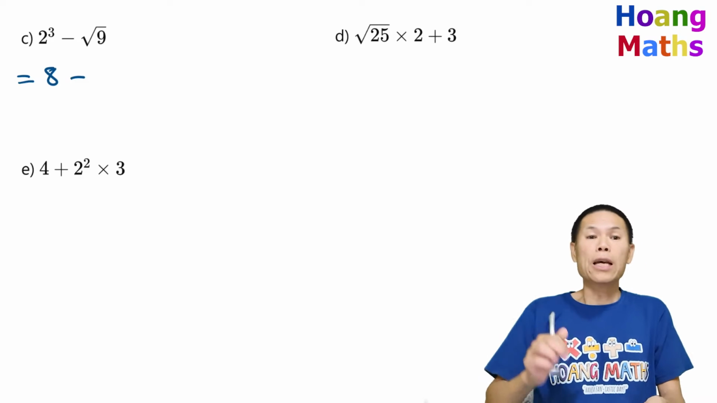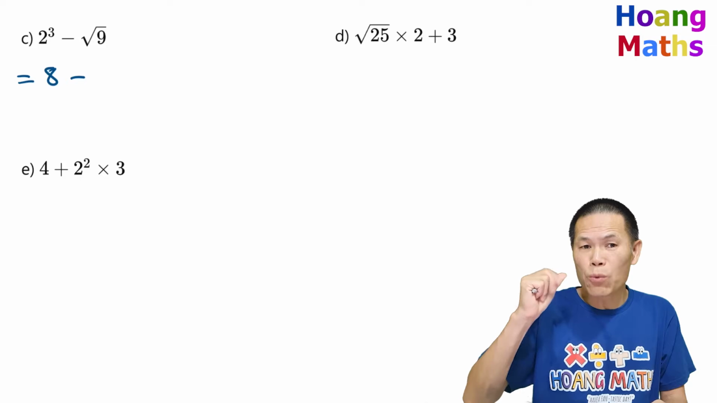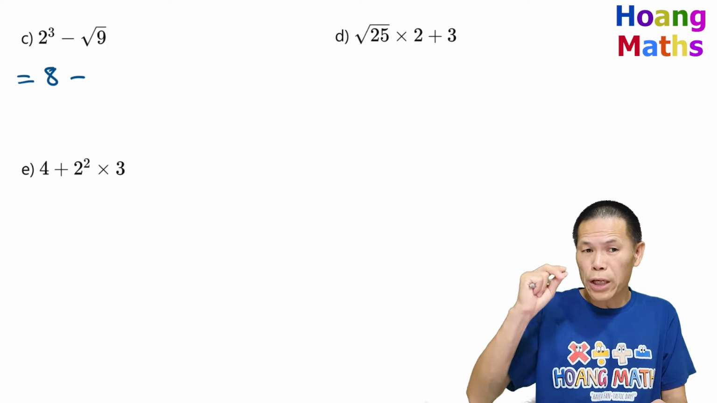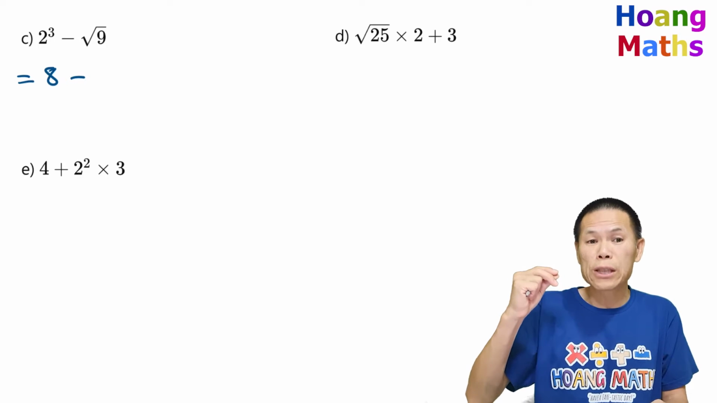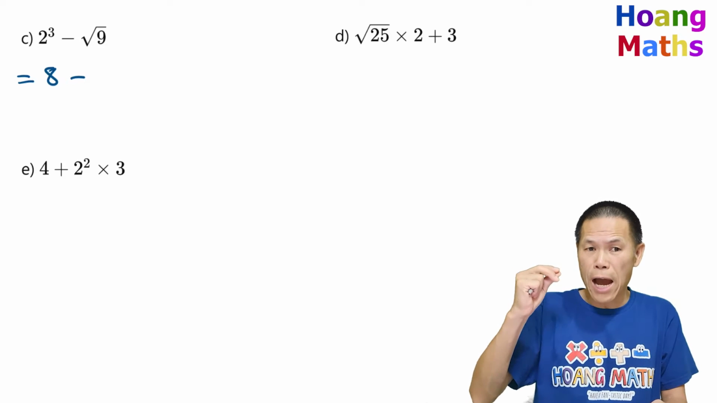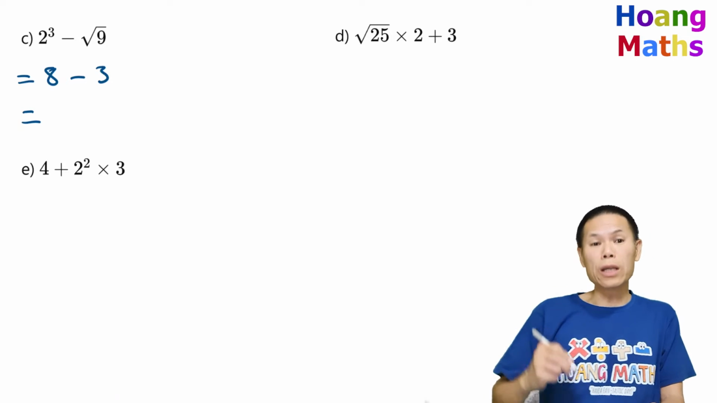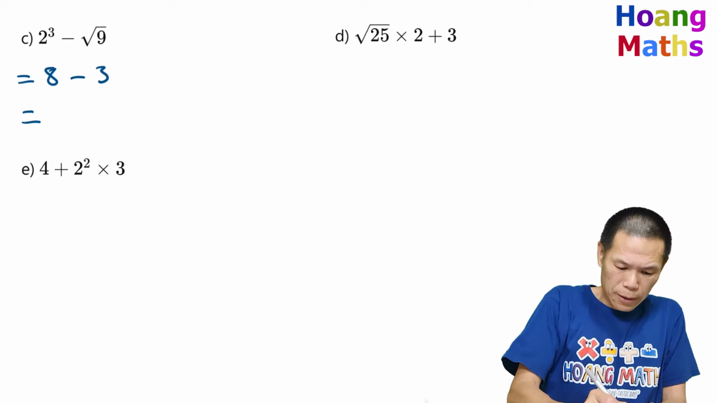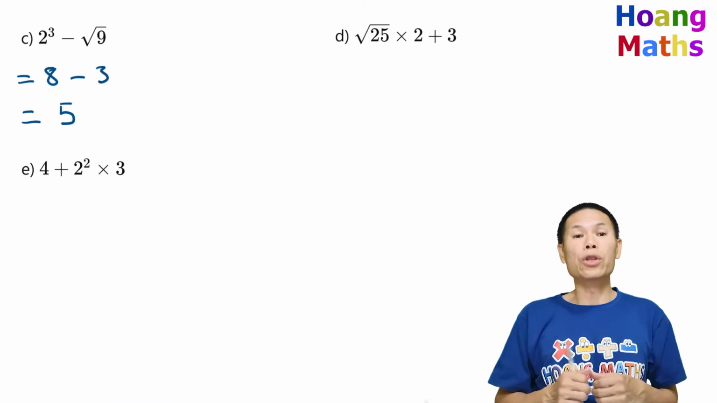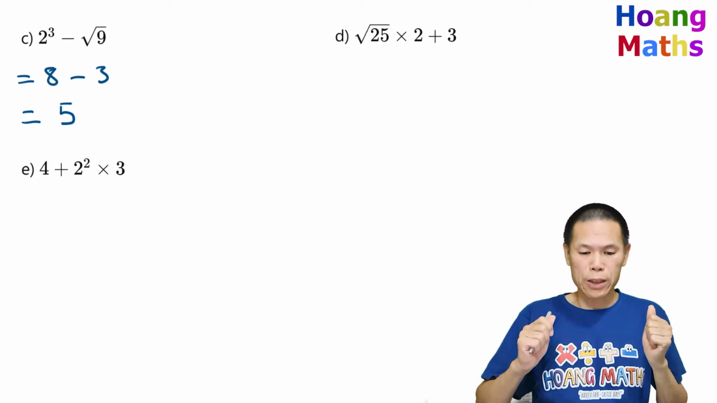And we minus, we know that the square root of 9 will give me 3 because 9 is 3 times 3, or 3 squared. So the square root of 9 will give me 3. So we just minus 3. And 8 minus 3 is equal to 5. So there you go. I hope you got it correct.